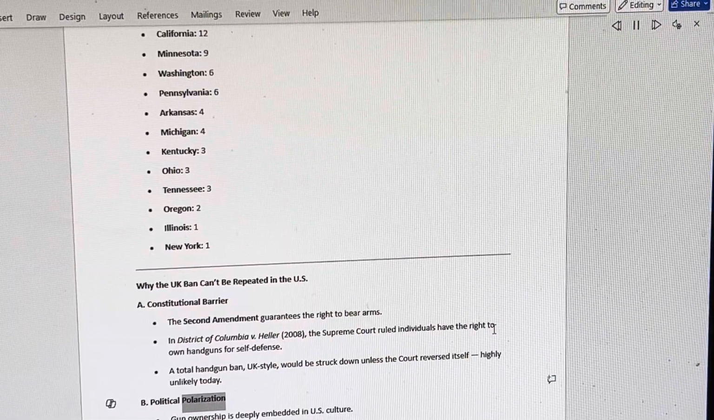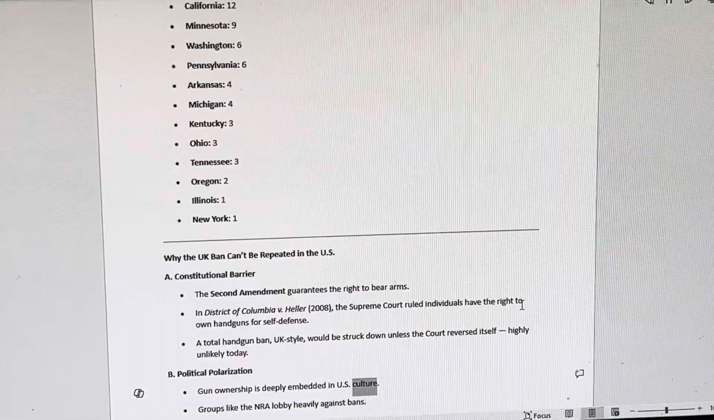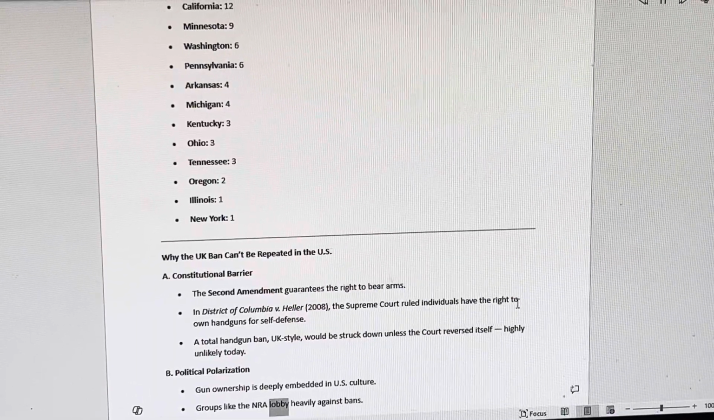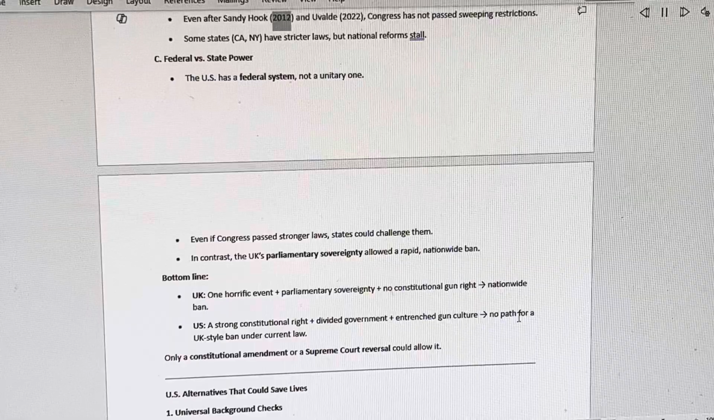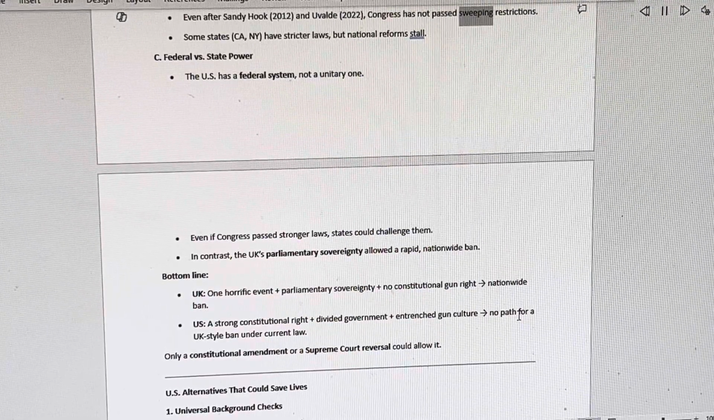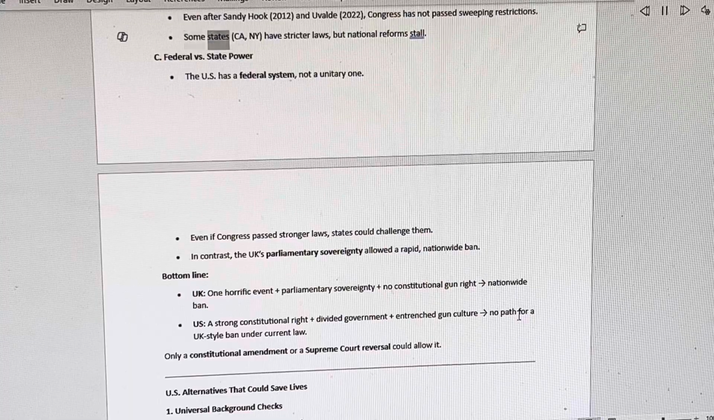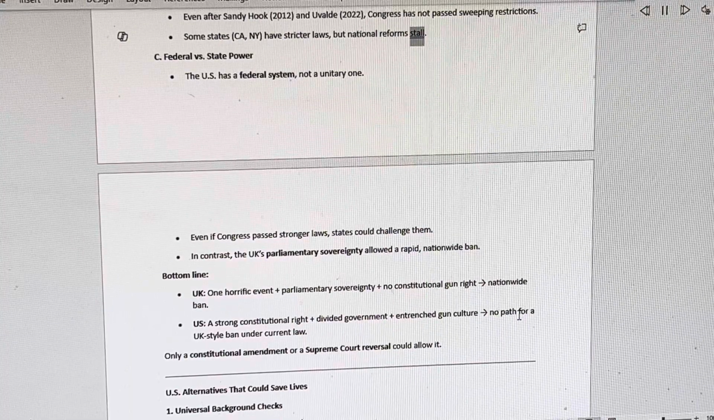B. Political polarization. Gun ownership is deeply embedded in US culture. Groups like the NRA lobby heavily against bans. Even after Sandy Hook, 2012, and Uvalde, 2022, Congress has not passed sweeping restrictions. Some states, California and New York, have stricter laws, but national reforms stall.